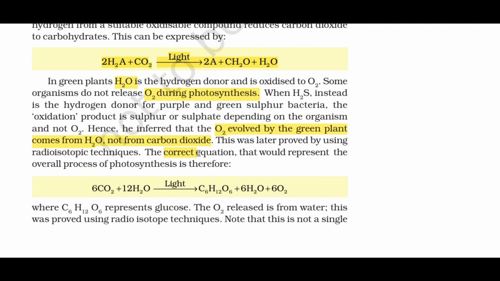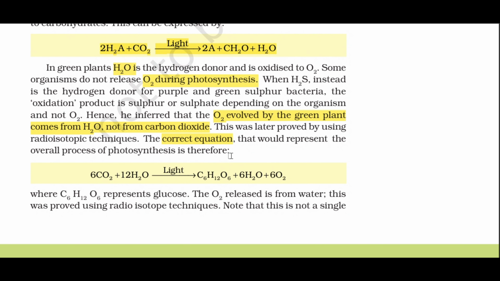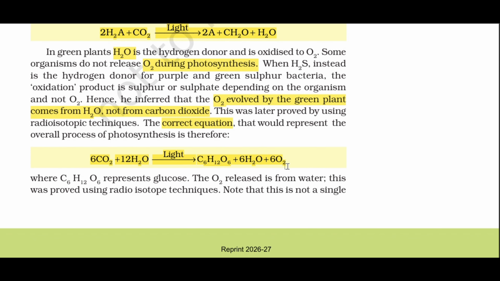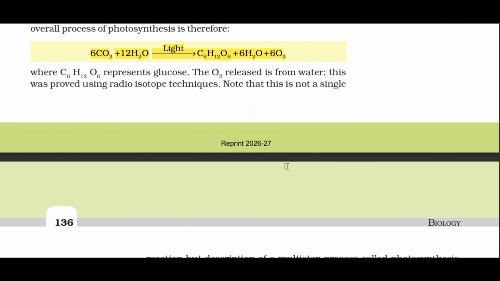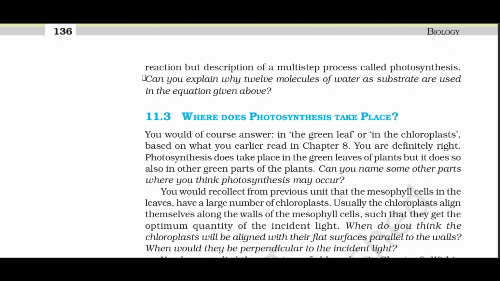The correct equation that would represent the overall process of photosynthesis is therefore [equation], where C6H12O6 represents glucose. The O2 released is from water. This was proved using radioisotope techniques. Note that this is not a single reaction but a description of a multi-step process called photosynthesis. Can you explain why 12 molecules of water as substrate are used in the equation given above?